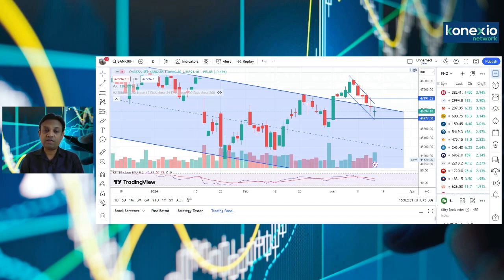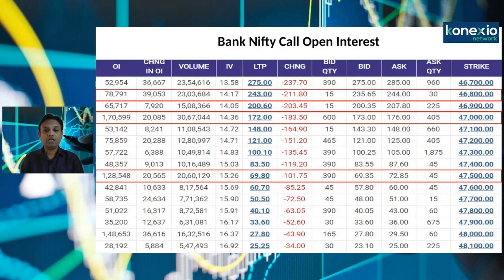We might see a sharp technical pullback from these levels. So buy on dips should be the strategy for the next week. Now, friends, let us discuss the derivative data of Bank Nifty calls. In Bank Nifty calls, the action was seen in 46,800 calls, 47,000 calls, and 47,500.